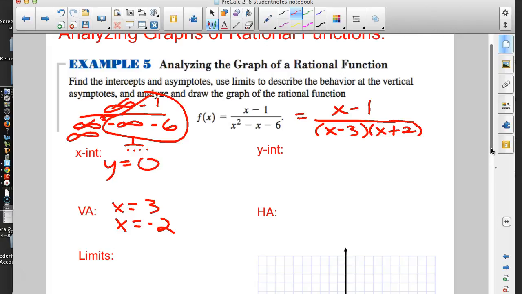Now, if you're the memorized type, in that chart it was, if the top is less than the bottom, it's y equals 0. Yes, you could memorize it that way too. All right, so, oops, not x-intercept, horizontal asymptote.